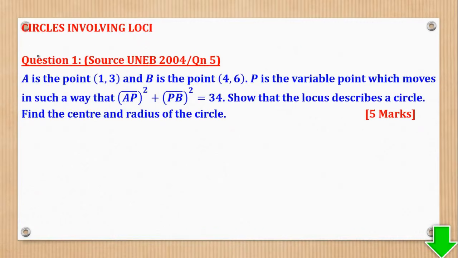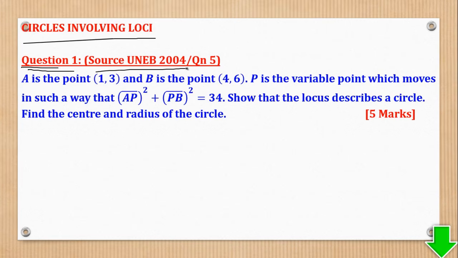So now we shall go to circles involving loci. The good thing, the topic of loci was already covered previously, so I believe this part will not be confusing. There's nothing to write because we already know what a locus is and also know what circles are. So this topic is just a combination of the two topics.